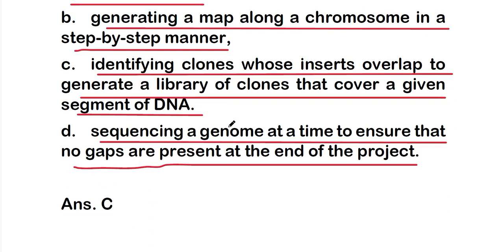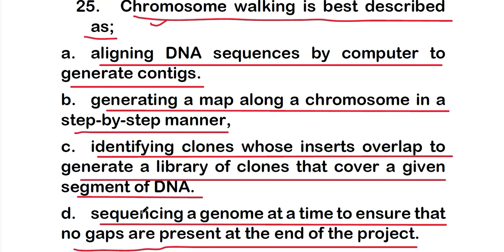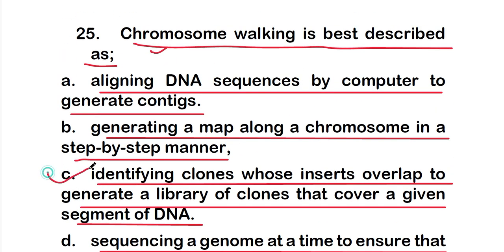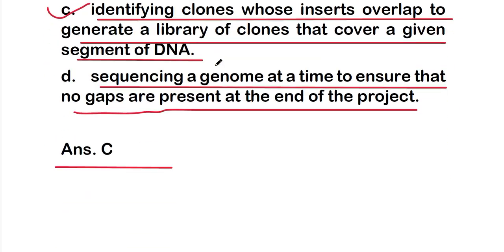So the right answer is option C. It is identifying clones whose inserts overlap to generate a library of clones that cover a given segment of DNA. So this is known as chromosome walking. So let's move on to question number 26.